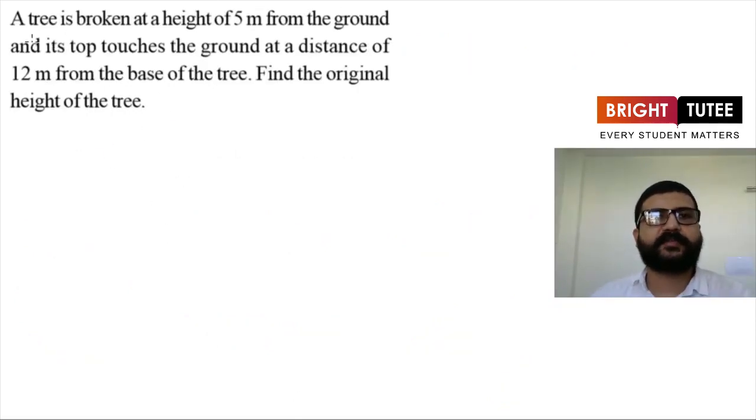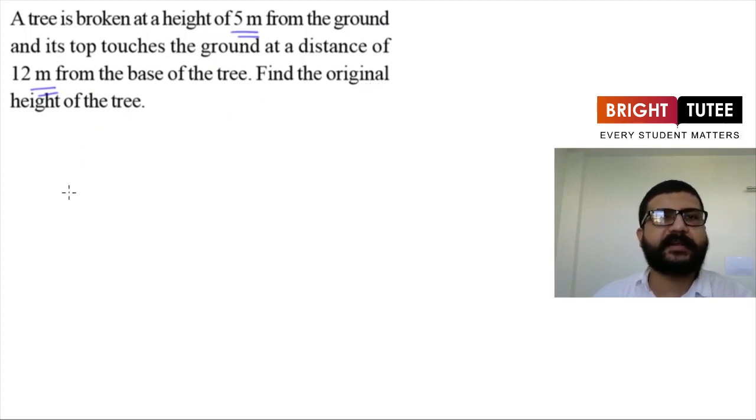Now here is the next question. The question is, a tree is broken at a height of 5 meters from the ground and its top touches the ground at a distance of 12 meters from the base of the tree. Find the original height of the tree.